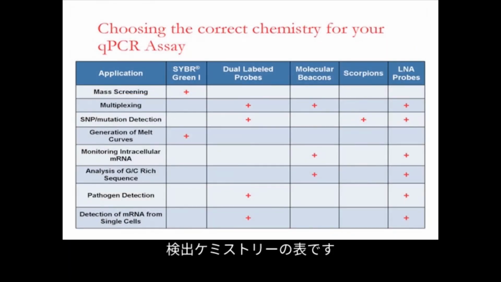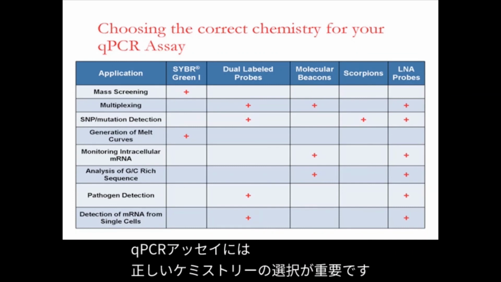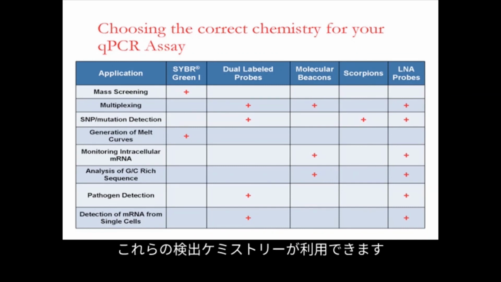Here's the table of detection chemistries. Choosing the correct chemistry for qPCR assays is important. This table lists the detection chemistries available, and while they can be used in many qPCR applications, some are more suitable for some depending on what you are looking for.